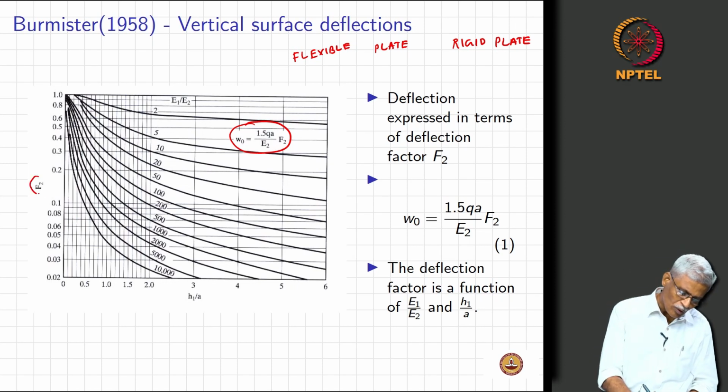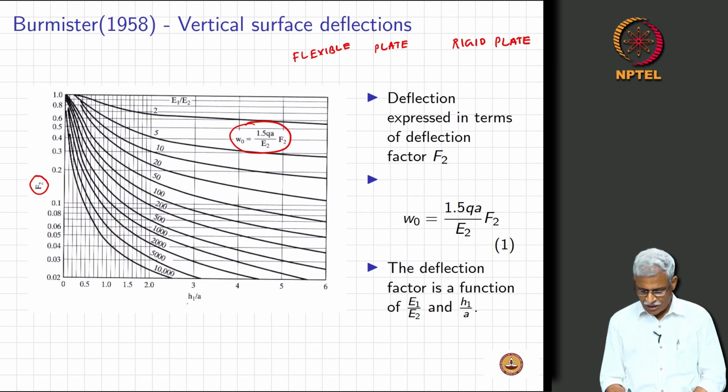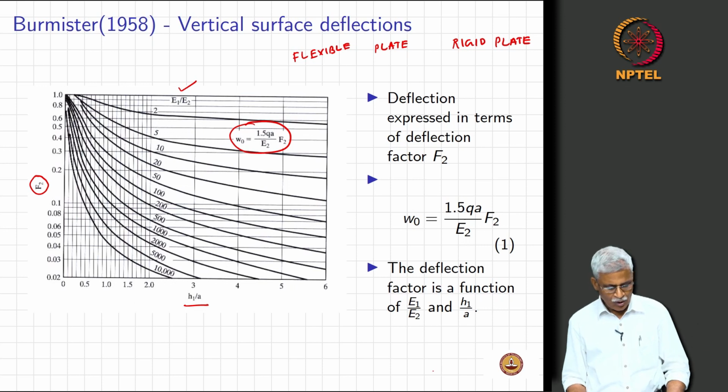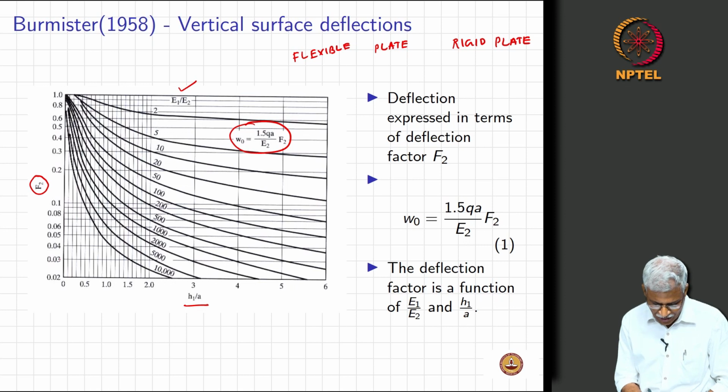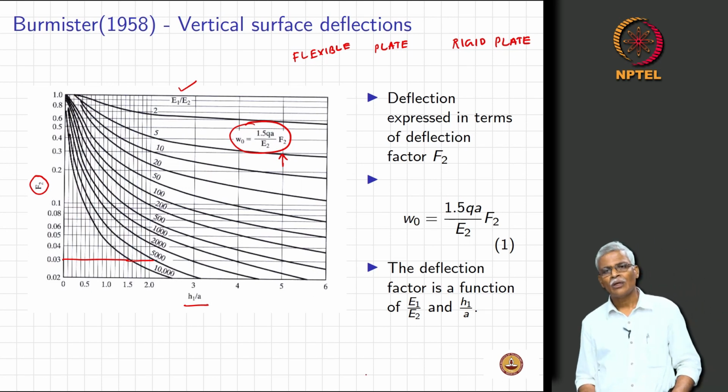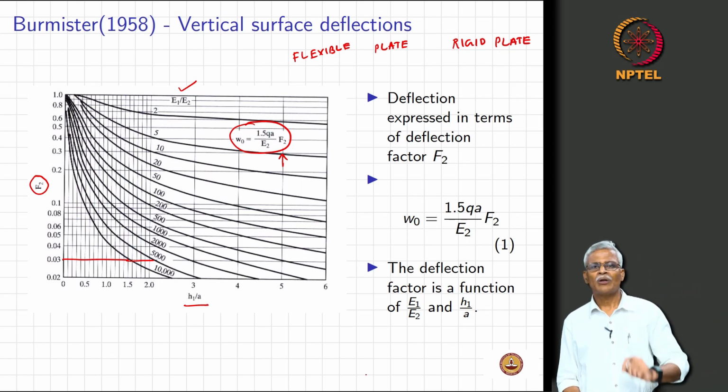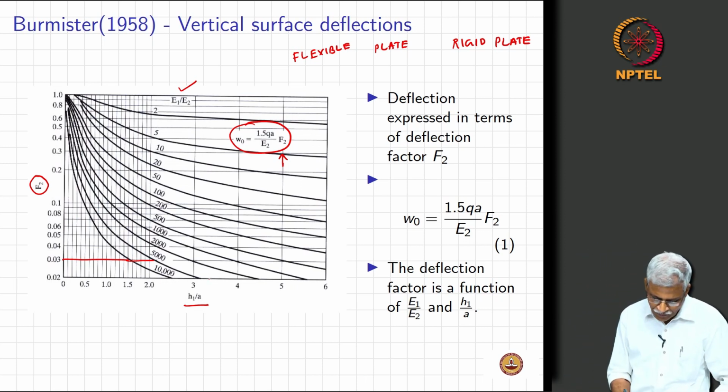So, what will you get? You will only get F2. This is H1 by A, this is E1 by E2, these are the ratios that you are talking about. So, let us say you want minimum deflection. This deflection is given by this deflection factor here, because the rest of the things are constant. q is the load that is applied, A is your contact radius, E2 is your second layer modulus. Now you are trying to see how to change it.